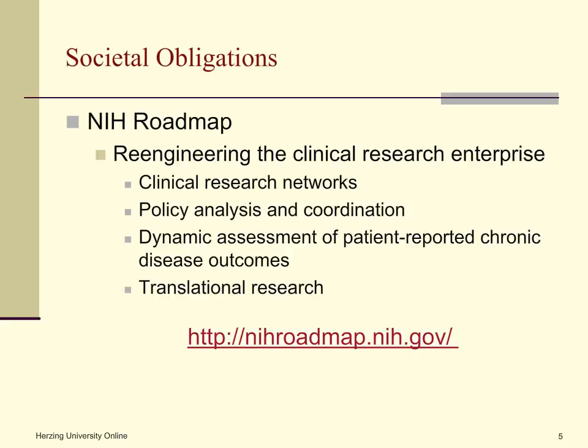The key elements of the National Institutes of Health Roadmap for re-engineering the clinical research enterprise and harnessing scientific discovery for health promotion. Elements of the roadmap include new pathways to discovery, such as new strategies for diagnosing, treating, and preventing disease; research teams of the future, which focuses on high-risk research, interdisciplinary teams, and public-private partnerships; re-engineering the clinical research enterprise, such as creating clinical research networks, policy analysis and coordination, dynamic assessment of patient-reported chronic disease outcomes; and translating research.